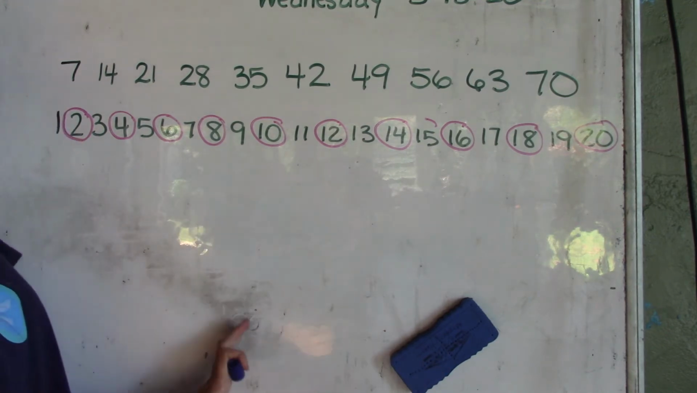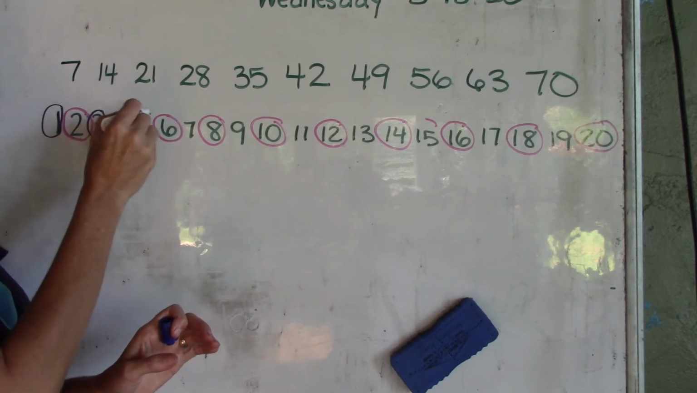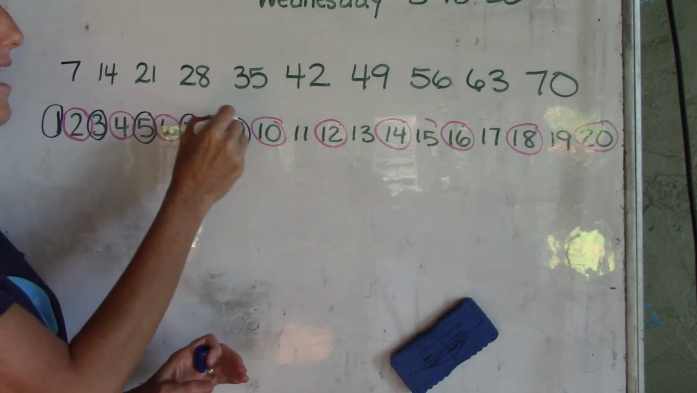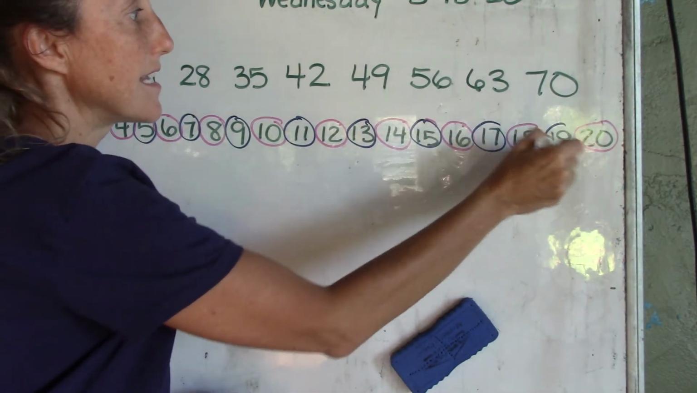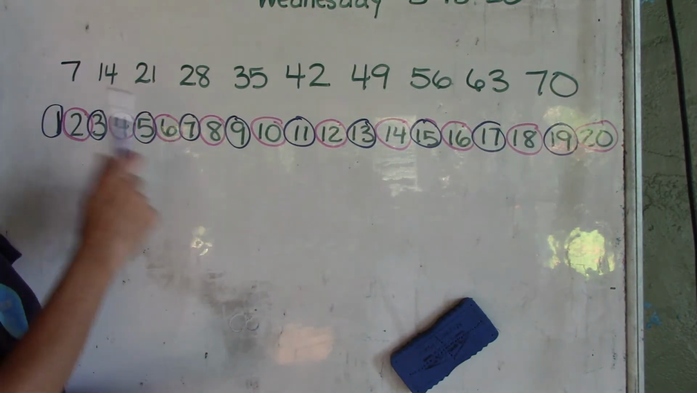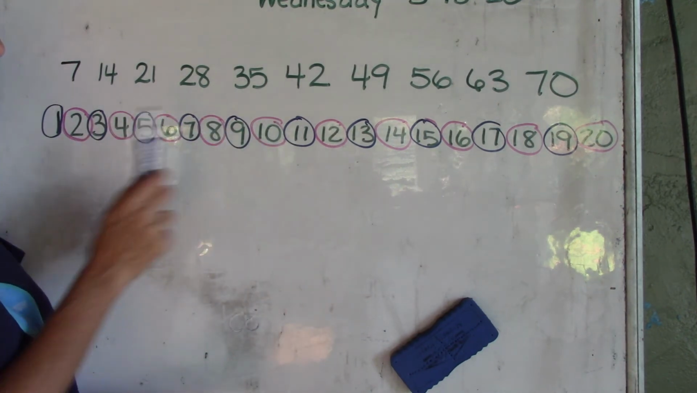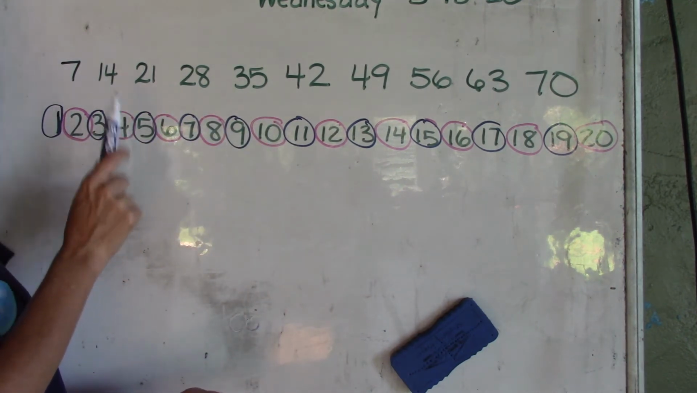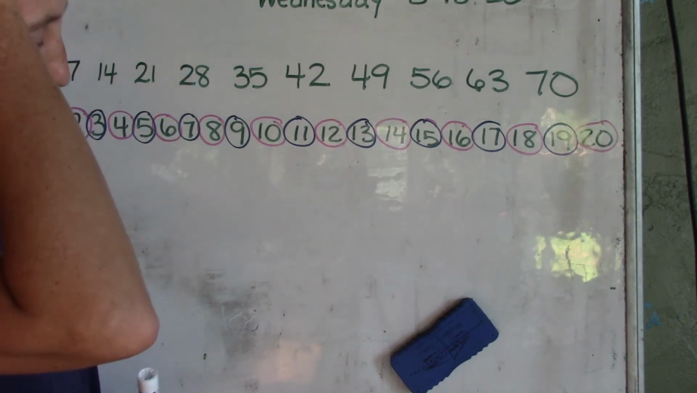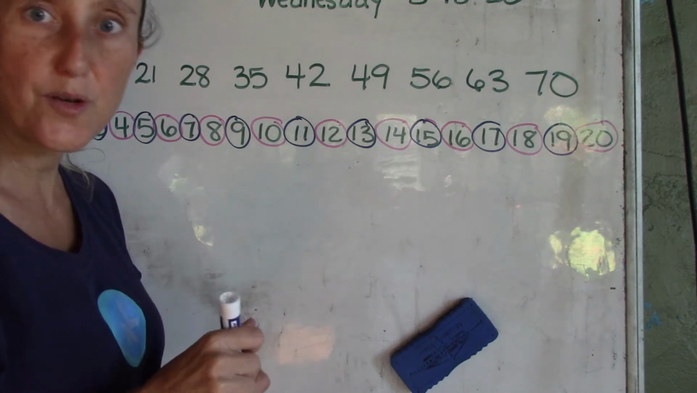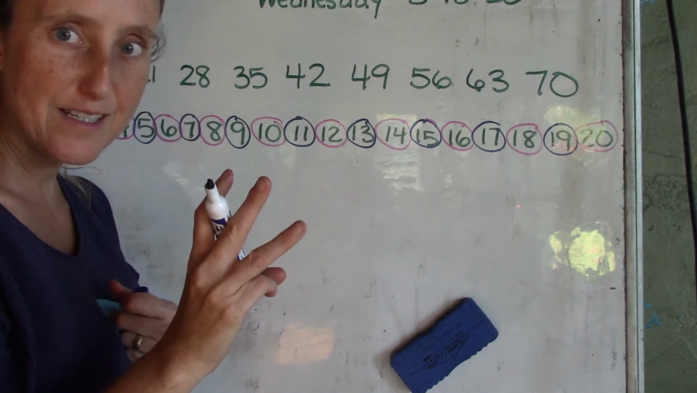That's all the other numbers. So all the odd numbers are 1, 3, 5, 7, 9, 11, 13, 15, 17, 19. So they skip, right? All the odd numbers. Every other one is an odd number starting with 1, and every other one is an even number starting with the number 2.